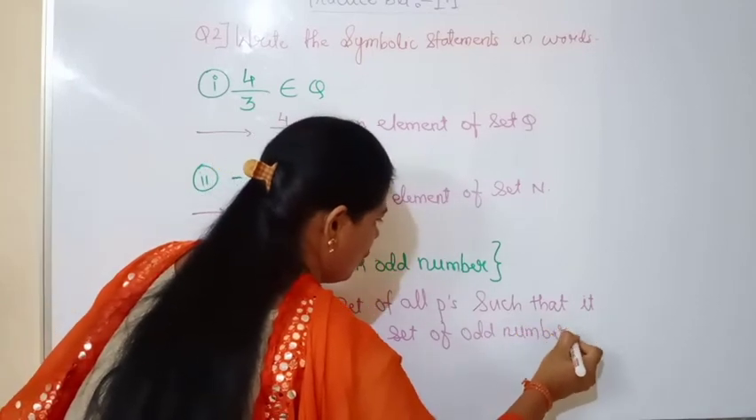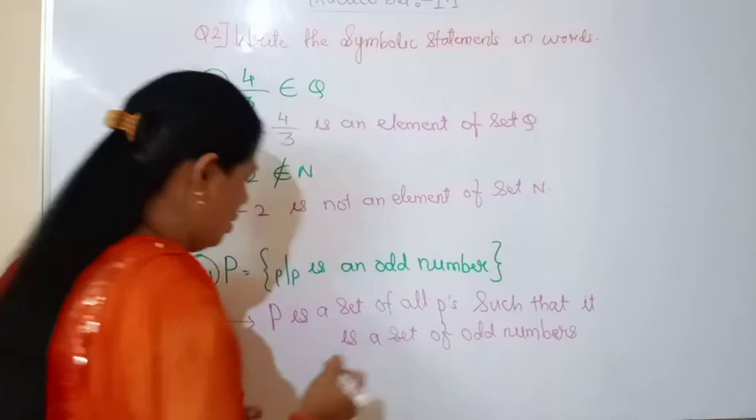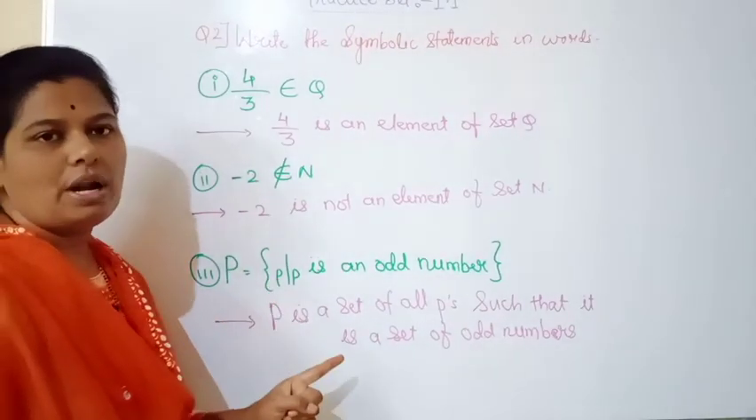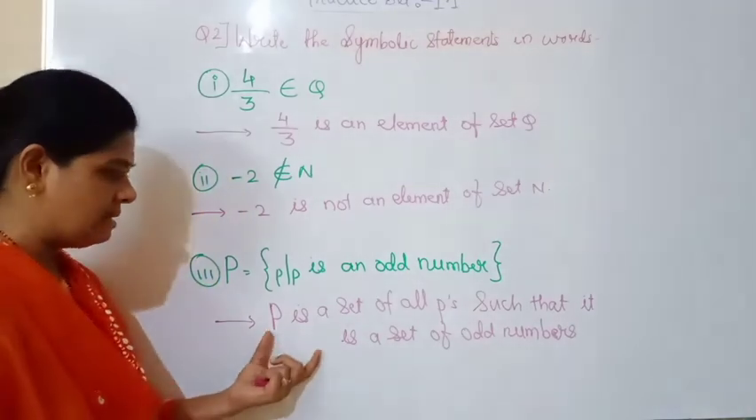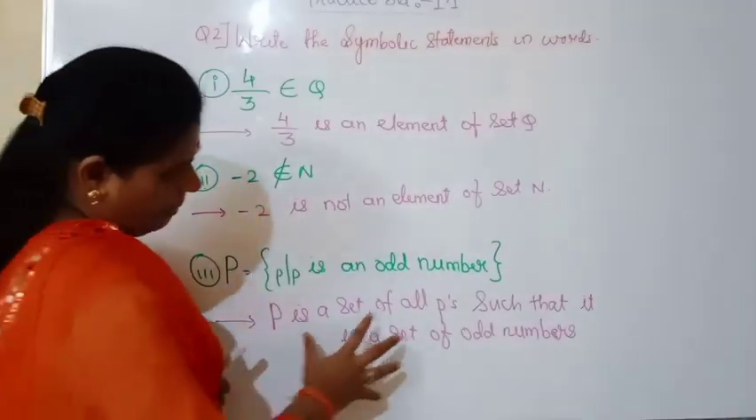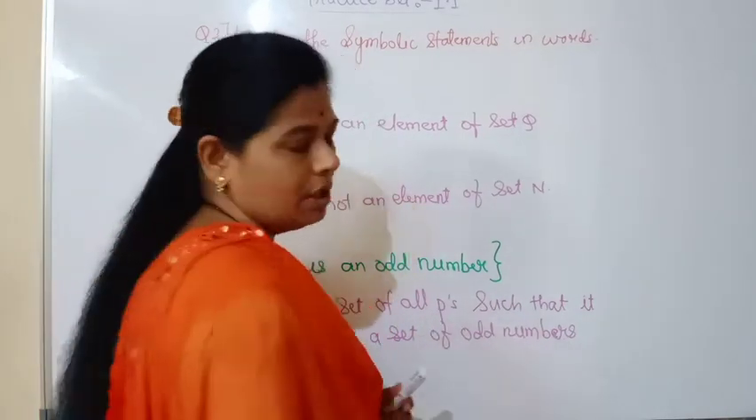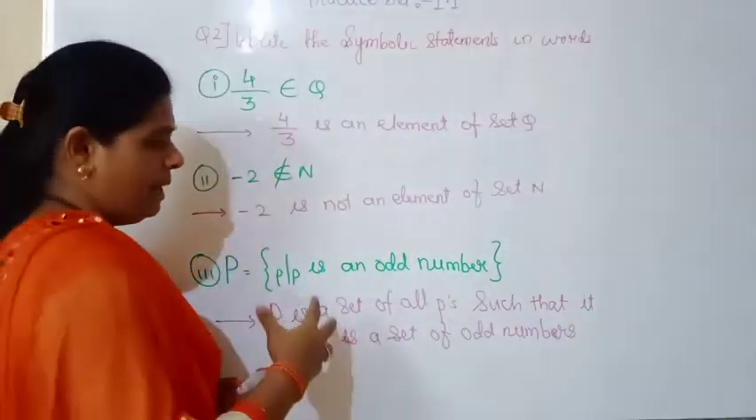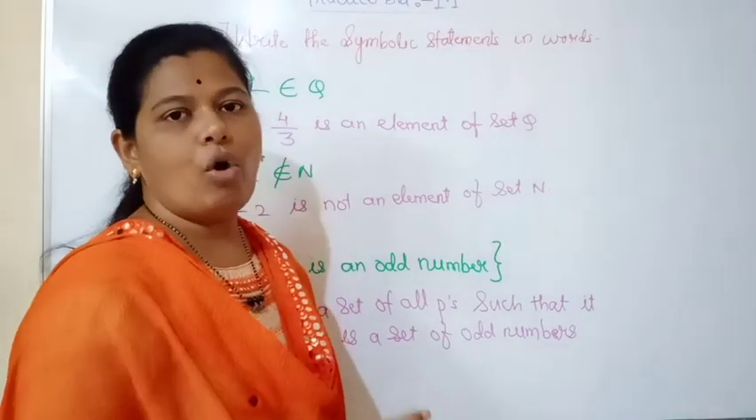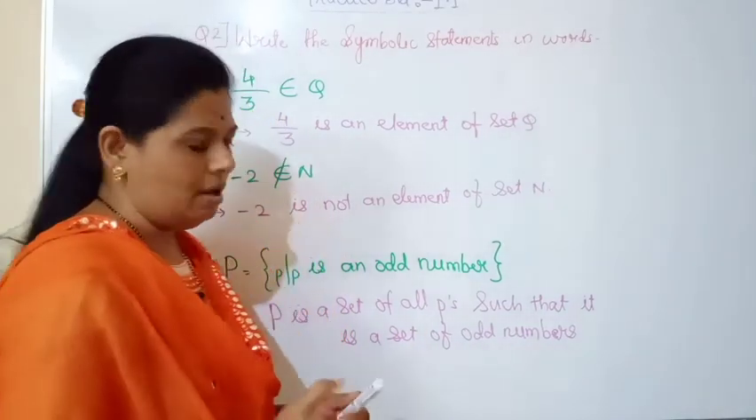It is a set of odd numbers. Whatever this vertical line is there, this vertical line is called "such that". So we will write it as P is a set of all P's such that it is a set of odd numbers, or we can write it as P is a set of all P's such that P is an odd number. Anyone we can write it.